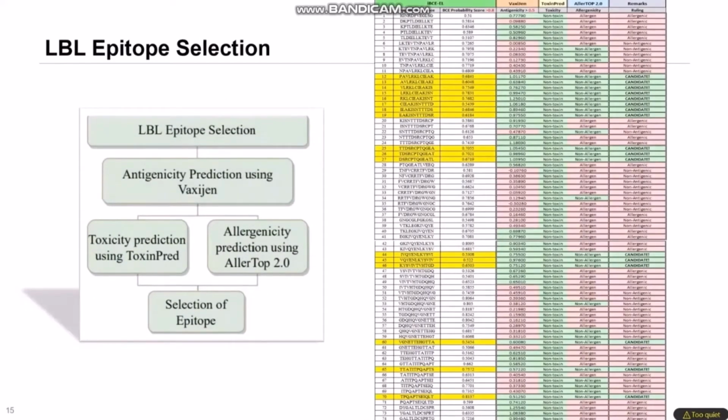For the LBL epitope selection, the IEDB database predicted 74 potential epitopes. 40 of them met the VaxiJen antigenicity criterion. The ToxinPred database predicted that all 40 of these epitopes were non-toxic, and AllerTOP predicted that 28 of them were non-allergenic. The top 5 most antigenic of the 28 were chosen for vaccine construction.